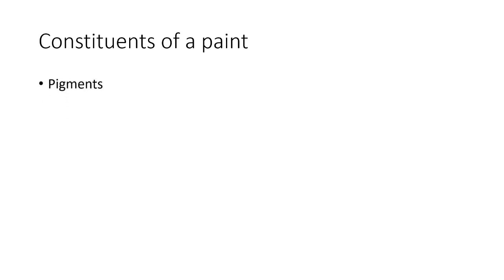First one is the pigments. We will briefly discuss each of these component constituents later. But first, I want to mention the different constituents of a paint. What are the major constituents of a paint? So first one is the pigment. Second one is a vehicle or drying oil or binder. Vehicle means जिसके ऊपर बेस करके तुम pigment को mix कर रहे हो. So second one will be the vehicle or drying oil or binder.